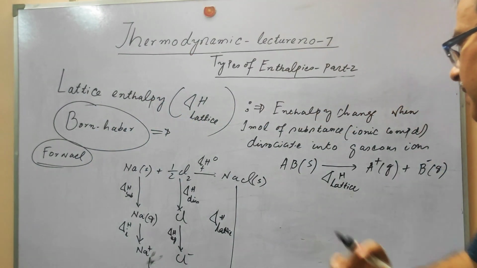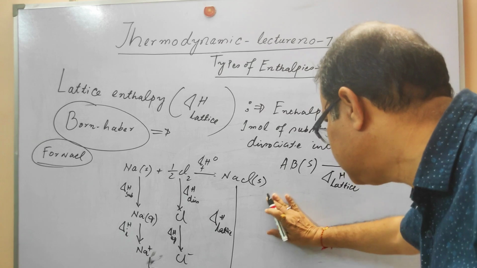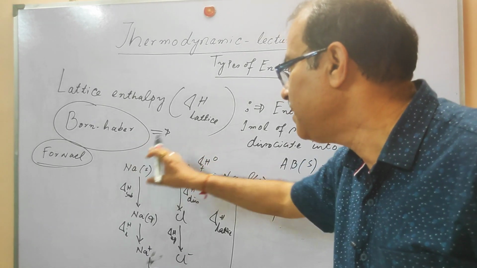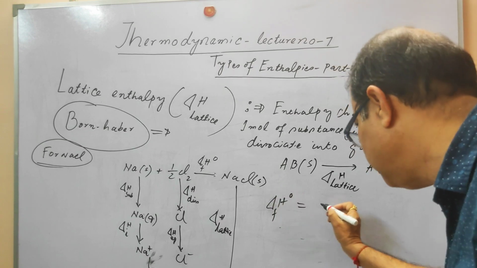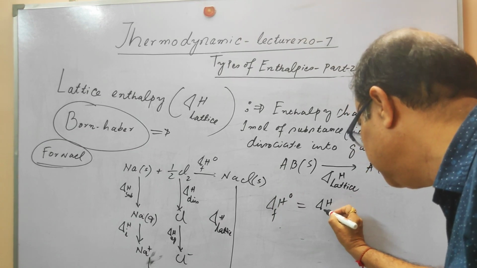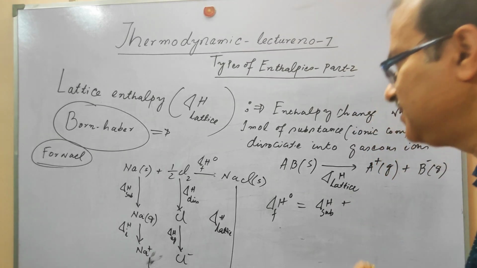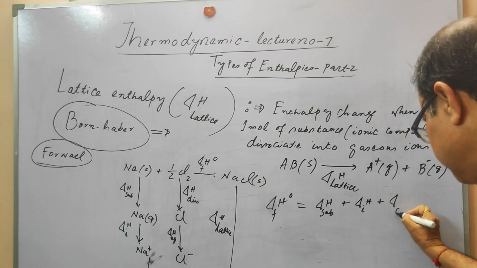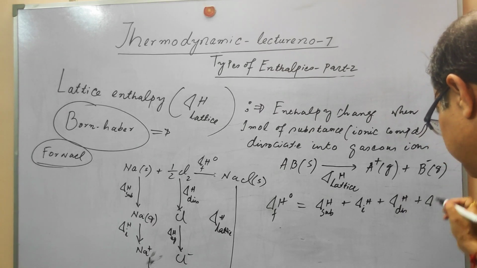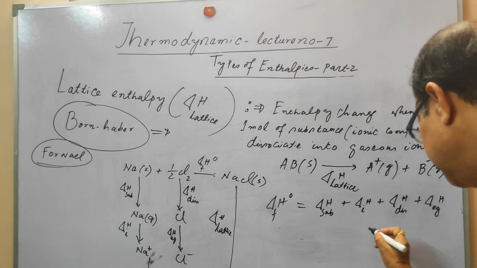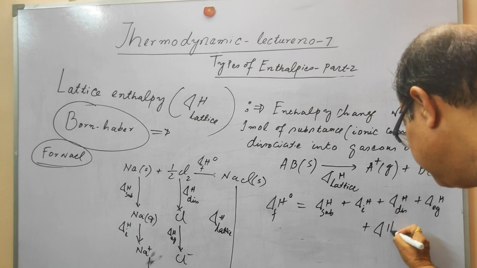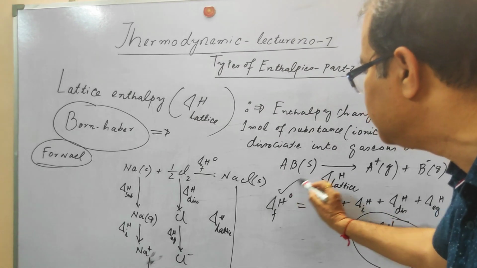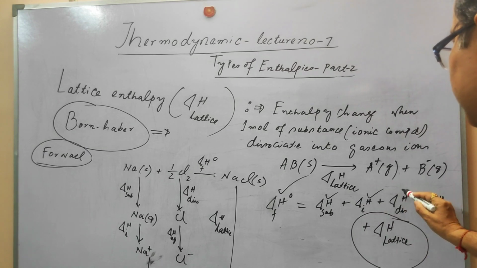So in this formation, you can understand that the enthalpy of formation of NaCl from sodium and chlorine will basically comprise the enthalpy of sublimation, plus enthalpy of ionization, plus enthalpy of dissociation, then electron gain enthalpy, then the lattice enthalpy. So you can calculate this enthalpy if you know the enthalpy of formation and all the other enthalpies.